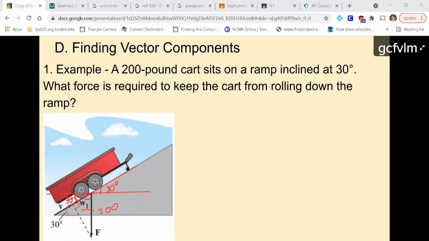So this angle inside the triangle is not 30 degrees. What is this angle? The angle of the ramp is 30 degrees. And if you draw your vertical angles, that means this angle outside the triangle is 30 degrees. What is this angle inside the triangle? 60. These two angles have to add up to 90. So if I redraw that triangle over here, here's what it looks like. This is 60 degrees, 90, W1.